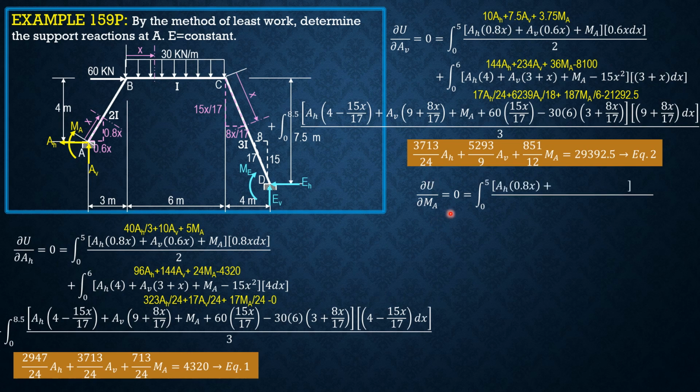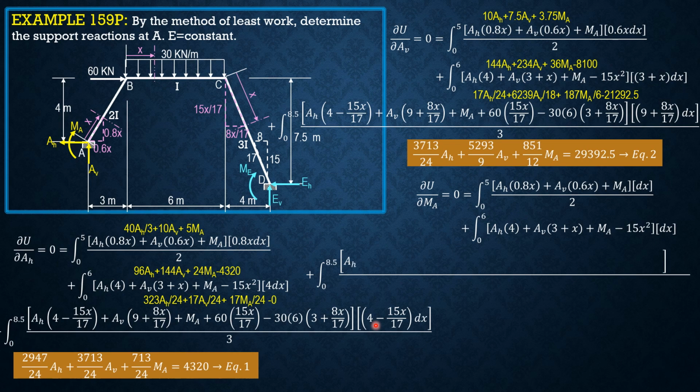Finally, we copy the integral, replacing the partial derivative of the second factor with just dx. Partial of U with respect to MA equals 0. So copy, then dx over 2I, plus copy, and replace this by just dx, the partial derivative with respect to MA. Then copy the last integral, then replace this by just dx, partial of U with respect to MA.